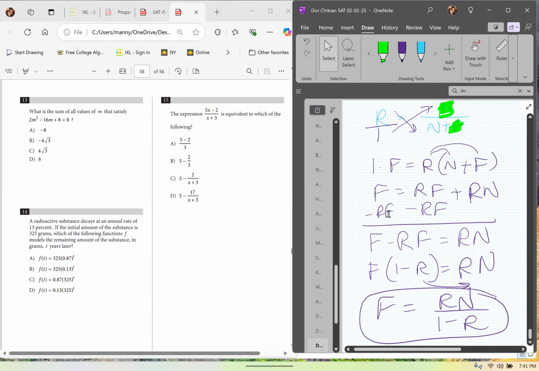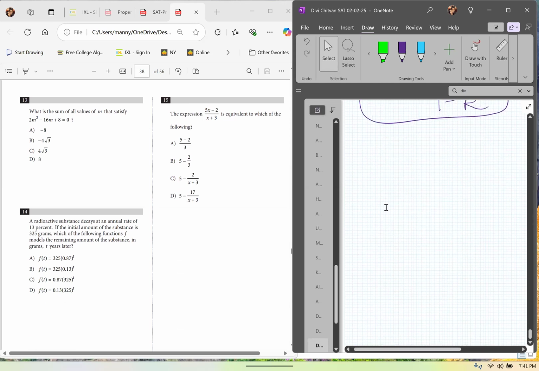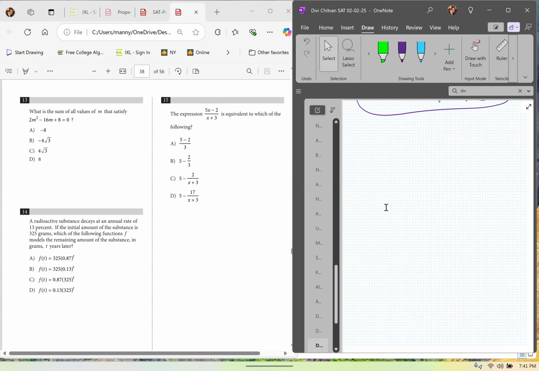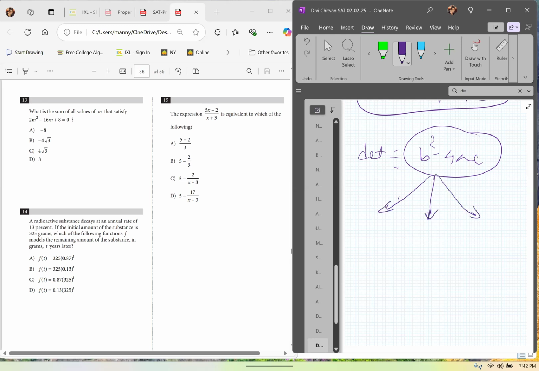Okay. What else was hard? 13. I was getting the wrong answer, but I used the quadratic formula. You can use the quadratic formula, but there's a much faster way. First of all, let me go over the discriminant. The discriminant is b squared minus 4ac. You know that, right? The part that's underneath the square root. You have to make sure it's positive.